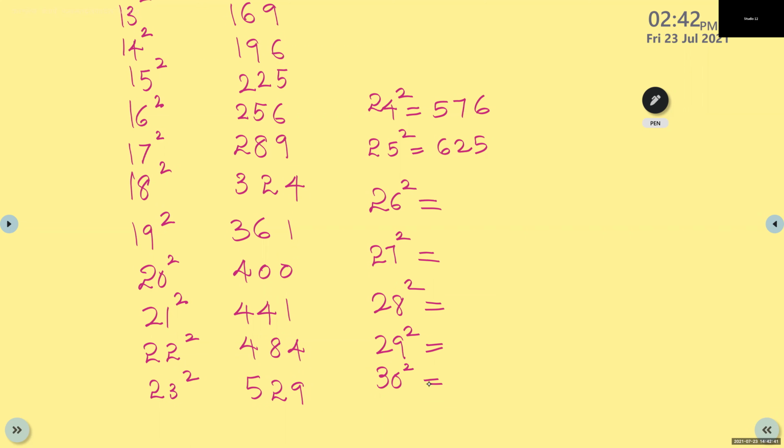So children, did you get what is 26 square? Yes, ma'am. 676. Now find out 27 square. Ma'am, 729. Yes. Now what is 28 square? Find out. 784. Some are telling the other answer also. Is it correct? 28 into 28 is 784 itself. Yes. Now find out 29 square. 841.